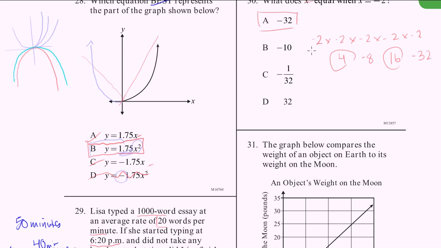But even if you didn't do that, you could have just multiplied it straight out like we just did. And just remember, a negative times a negative is a positive. And then a positive times a negative is a negative. And you get to minus 32.